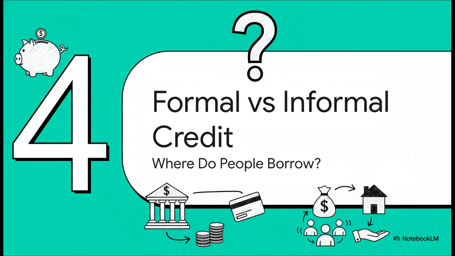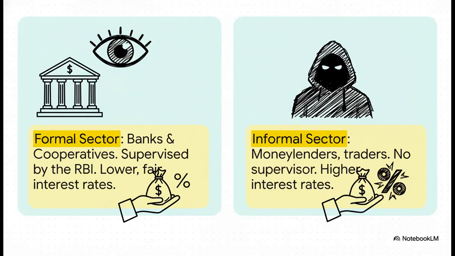Now that we know what credit is, let's see where people actually get it from. There are two main sources of credit, and they are very different from each other. The first source is the formal sector. This includes banks and cooperatives. The most important thing here is that they are supervised by the RBI, which ensures they charge fair interest rates.